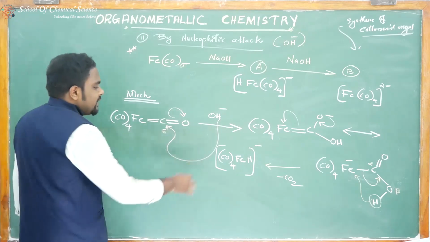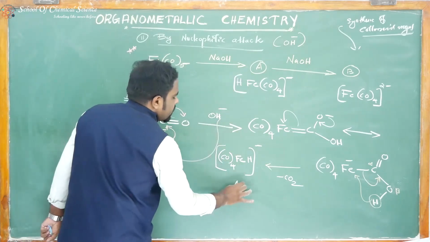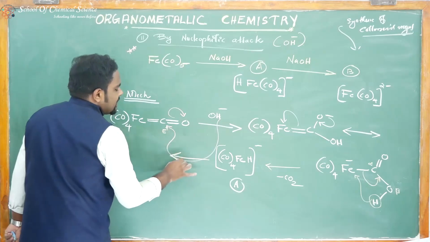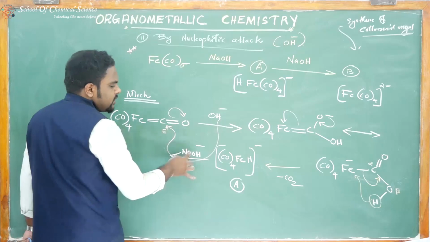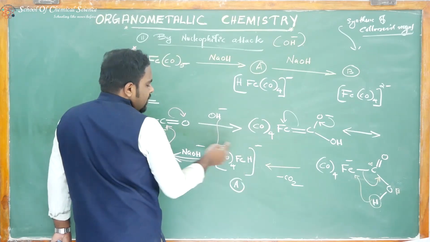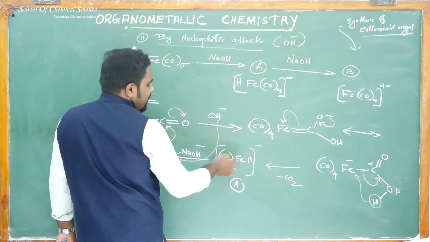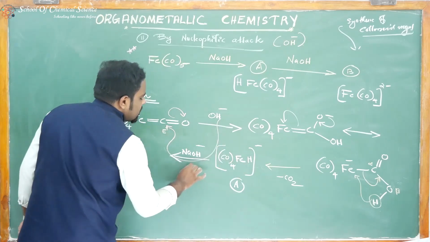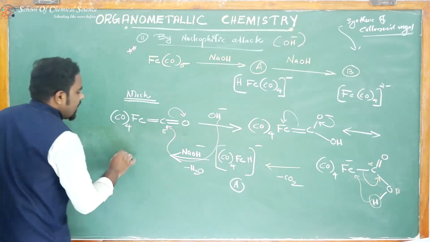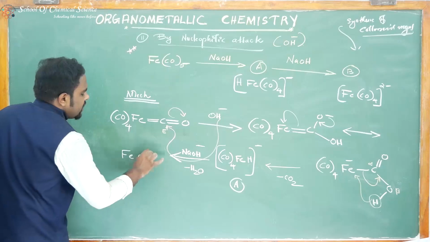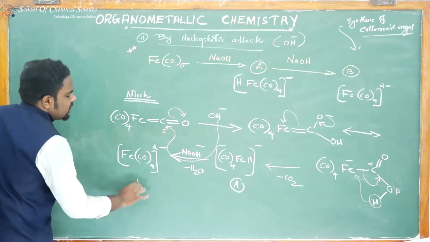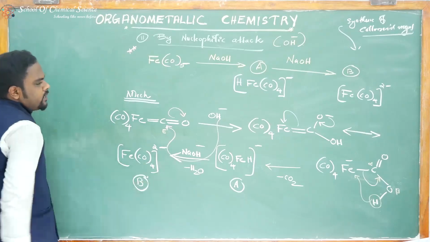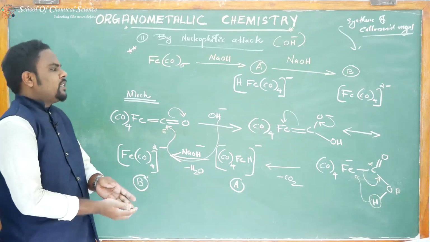HFeCO4 negative, then this is product A. A on reaction with excess NaOH: you know the function of a base is to abstract an H plus. So OH minus plus H plus, water will be eliminated and you will get FeCO4 2 negative. The Collman's reagent will be your product. So this is the mechanism of the reaction.